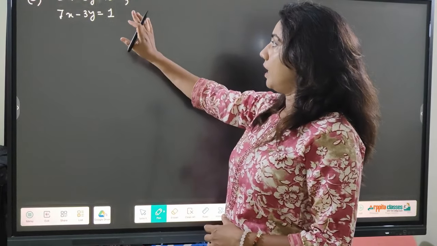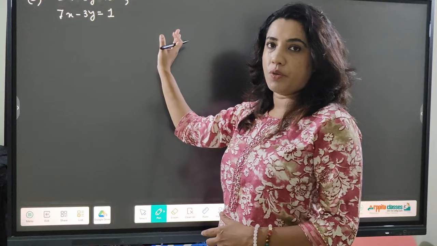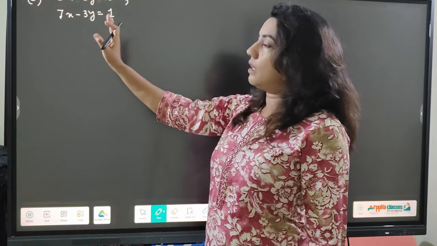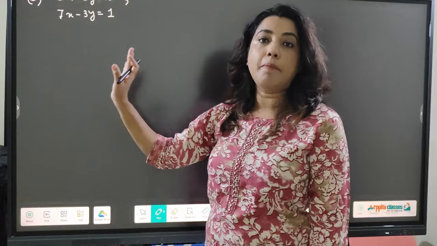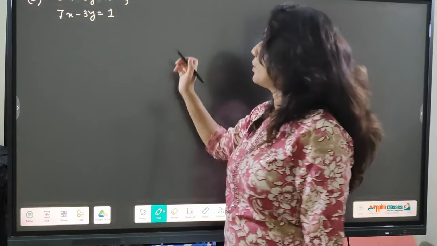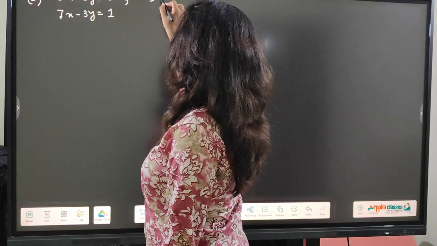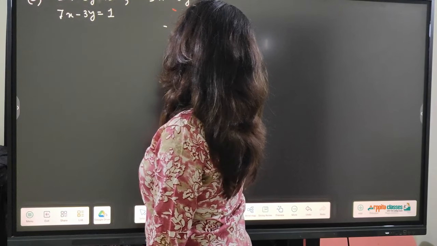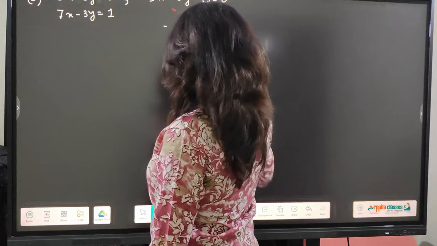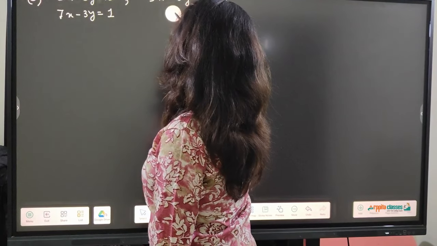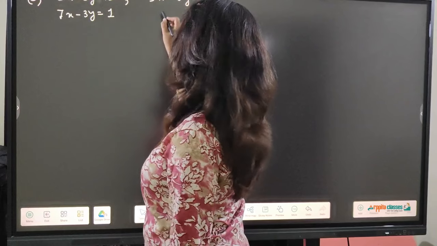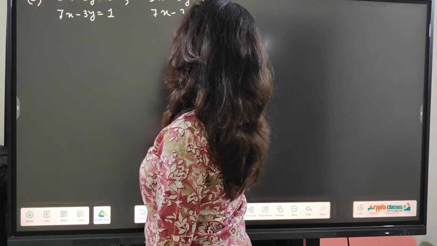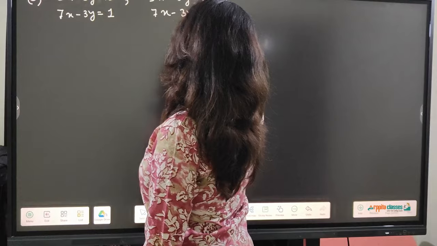We can see that in both the equations, the constant term is on the right hand side. So we have to get them in the left hand side and make the right hand side 0. That's the first step. Okay. So we write it here 3x minus 5y minus 19 equal to 0, and this will become 7x minus 3y minus 1 equal to 0.